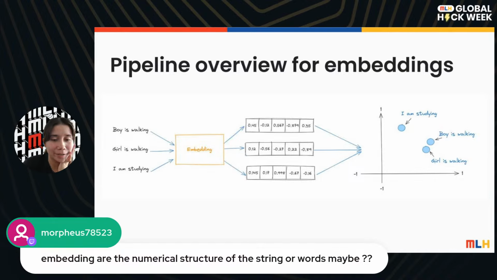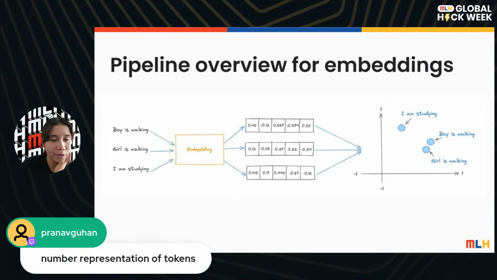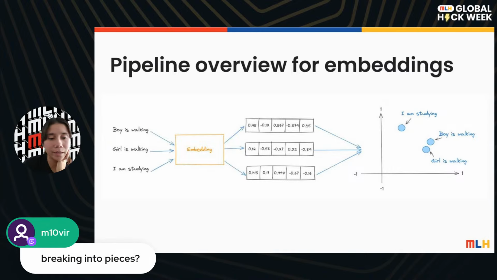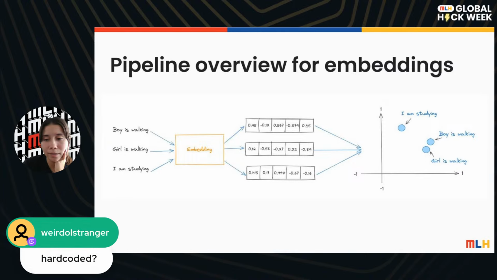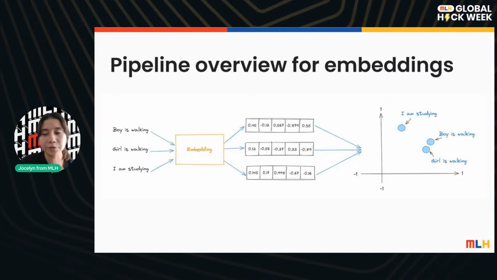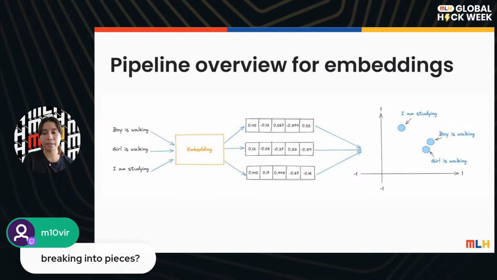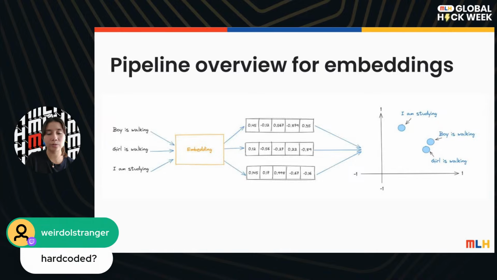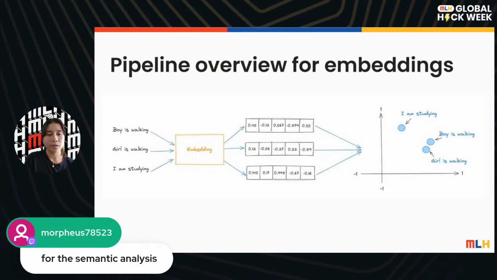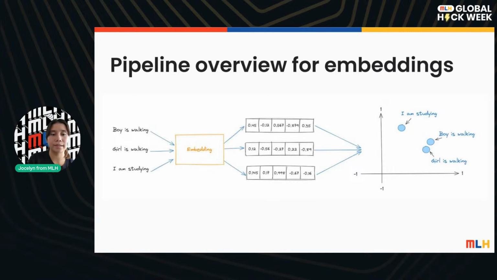Embeddings are the numerical structure of the string or words, maybe. Yes, you are going down a correct path. Number representation of tokens, okay, that's another way to see it. Breaking into pieces, hard coded. There are many definitions, and I like how all of these definitions that you are using complement each other. You do have a right for the semantic analysis. I like that response. Yes, it is for semantic analysis.